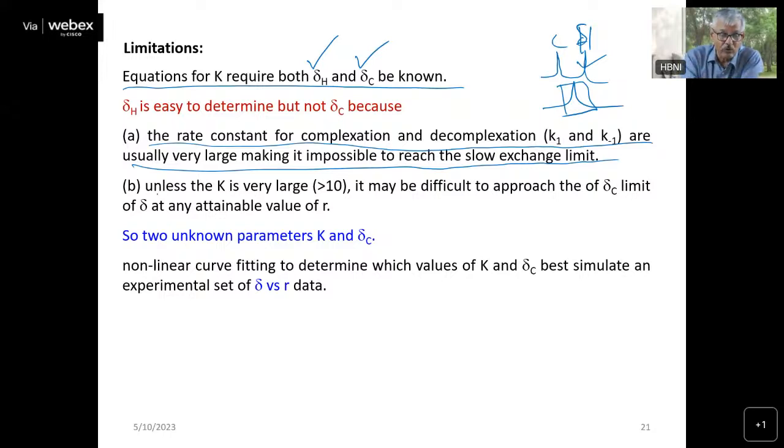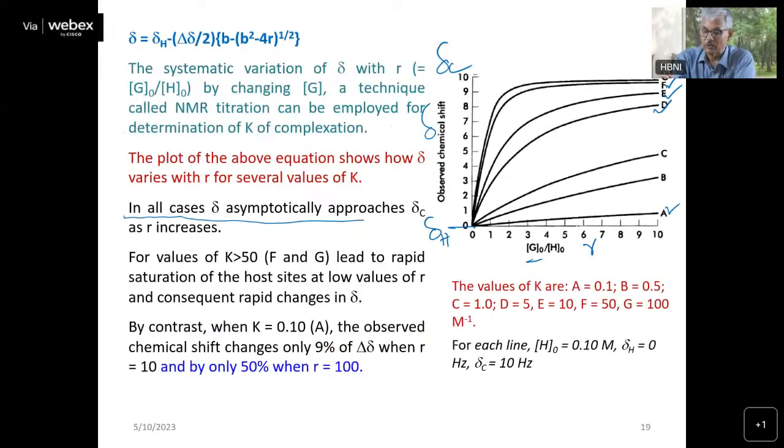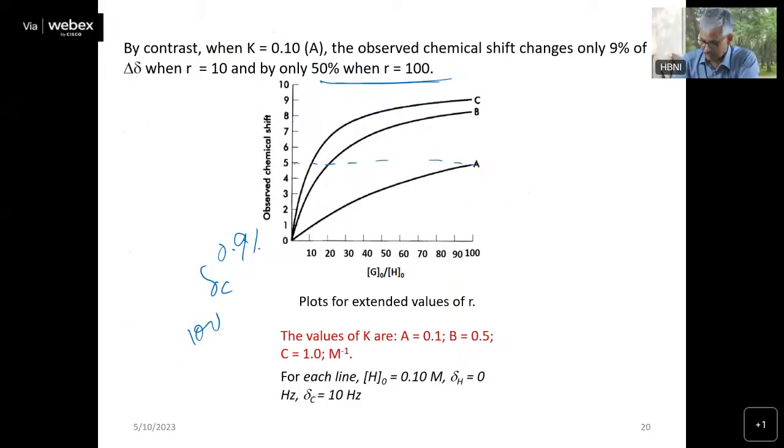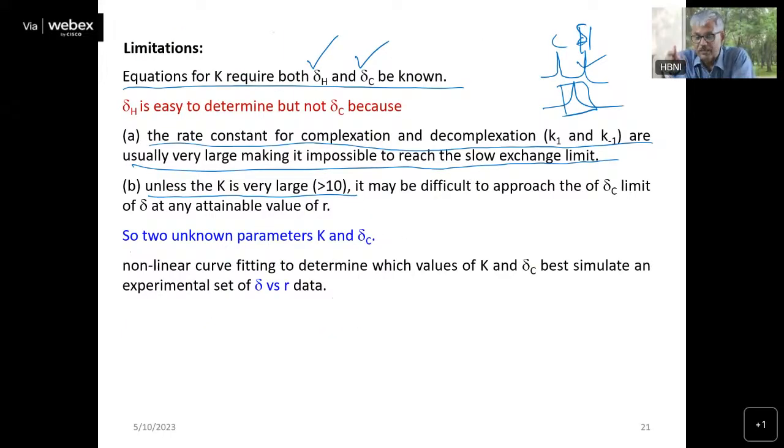Then I told you that only if K is large can you approach the delta C limit. If you see the earlier plots, when K is more than 10, you can get very close to the delta. Still it is not the delta C value, but it is very close to delta C. So the delta C limit is not very easy to reach with a reasonable value of R.